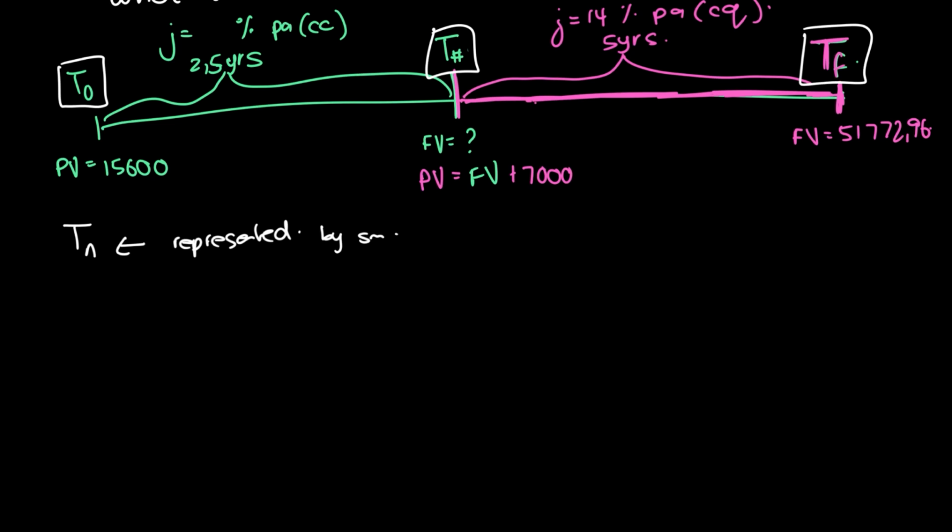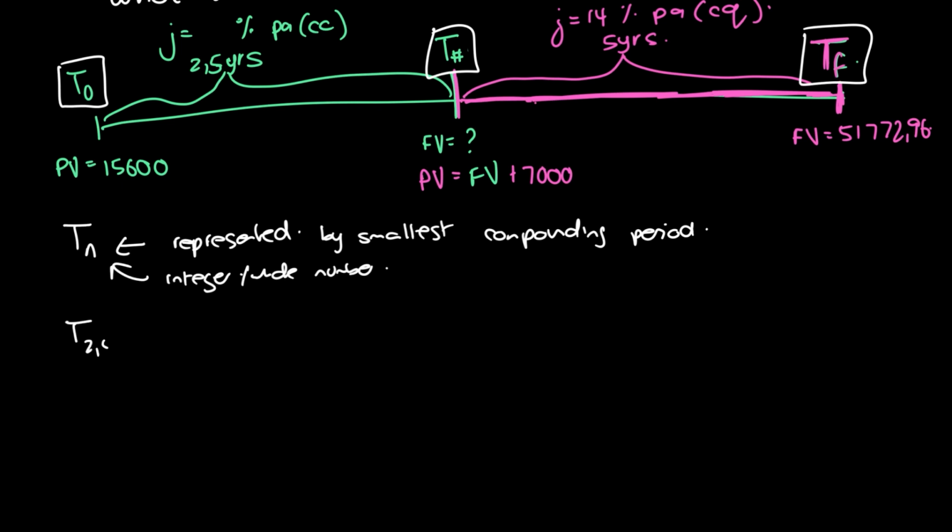by the smallest compounding period. And the reason why we're going to choose the smallest compounding period to break up our time in is so that our N is always going to be an integer or a whole number. So, whole number. So for example, that 2.5 years, we don't want to say T2.5.